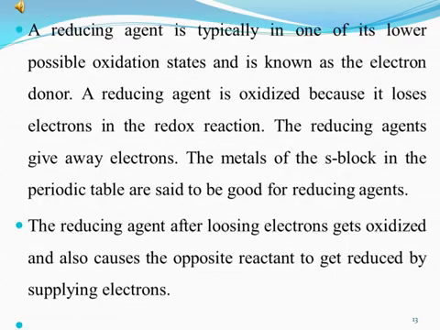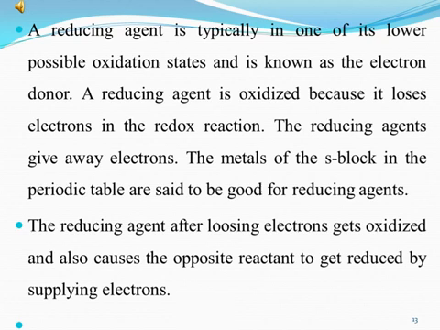Now, what is a reducing agent? A reducing agent is typically in one of its lower possible oxidation states and is known as the electron donor. A reducing agent is oxidized because it loses electrons in the redox reaction. The reducing agents give away electrons. The metals of the S block in the periodic table are said to be good reducing agents.